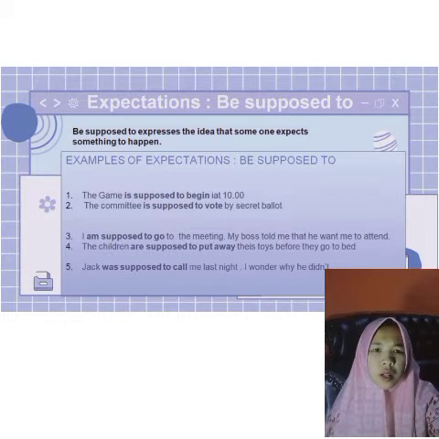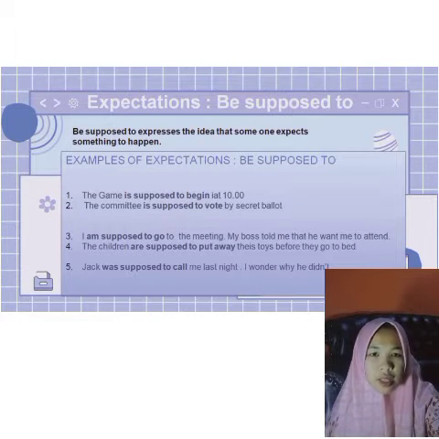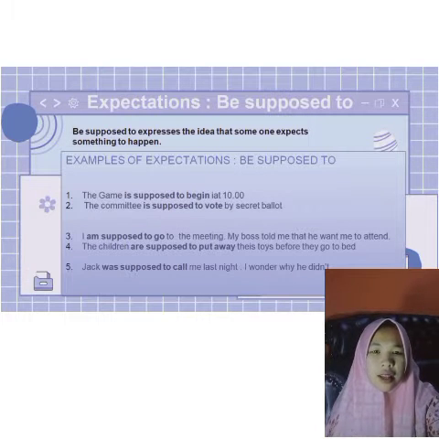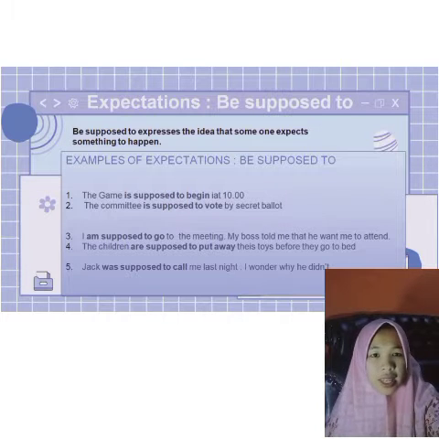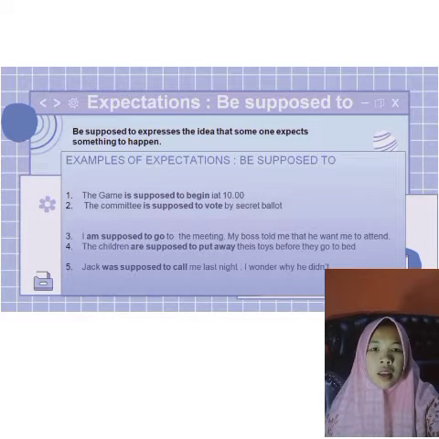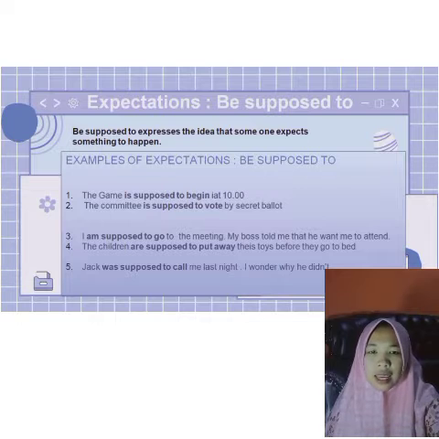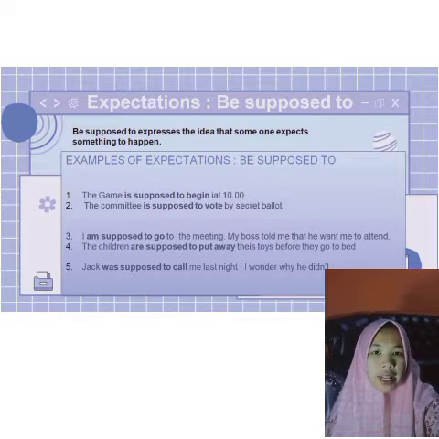Be supposed to also expresses expectations about behavior. We can see in the example that be supposed to gives the idea that someone else expects, requests, or requires a certain behavior. Be supposed to in the past, was or were supposed to, shows an unfulfilled expectation as in A. The speaker expected Jack to call, but he didn't.